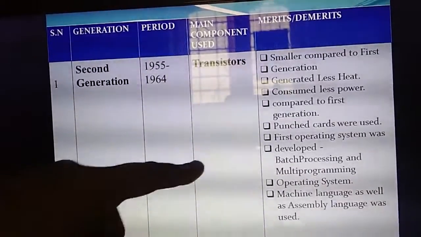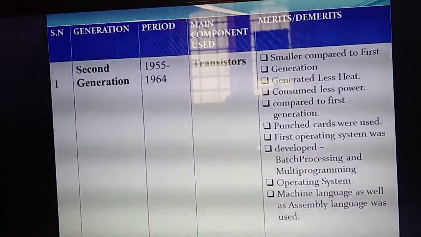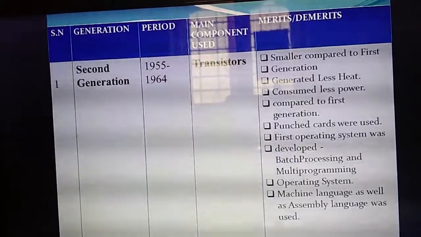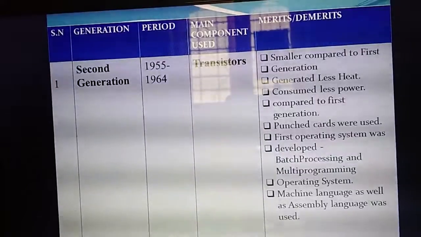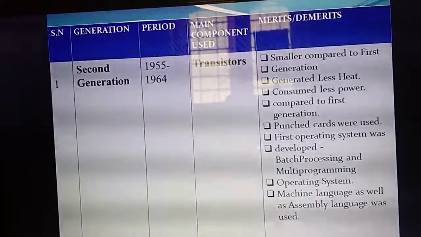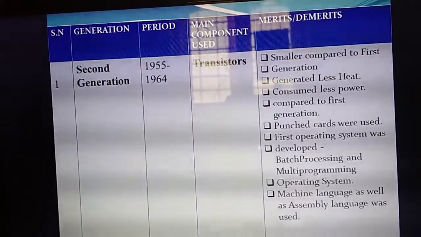Here an important point: punch cards were used. There, which one was used? Machine language. Just differentiate and study, then it will be easy to understand. In the first generation, which one did they use? Machine language. In the second generation, which one are they using? Punch cards. Very important point, this point you should write. Punch cards they are using.